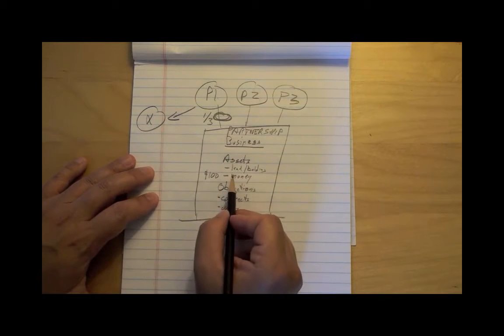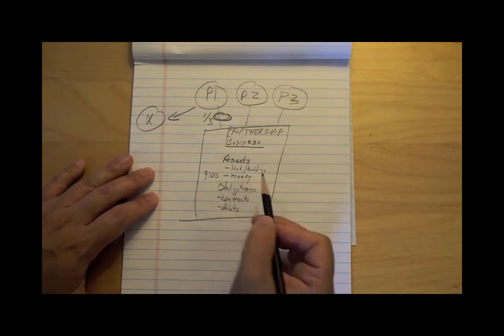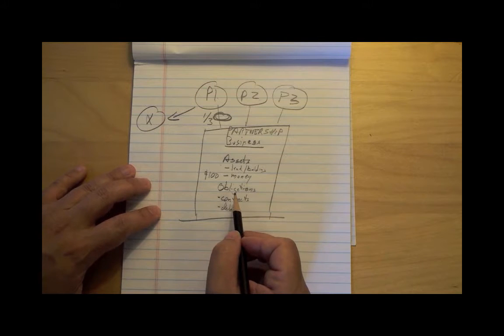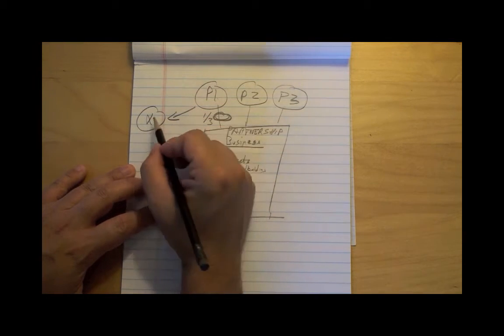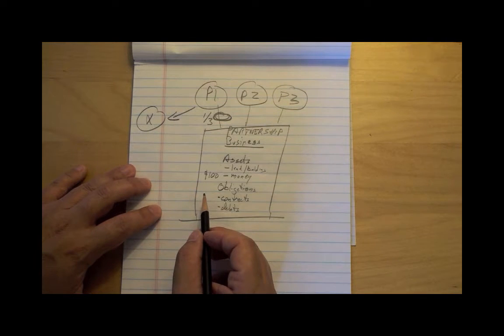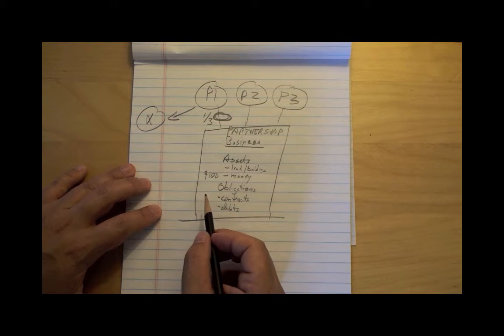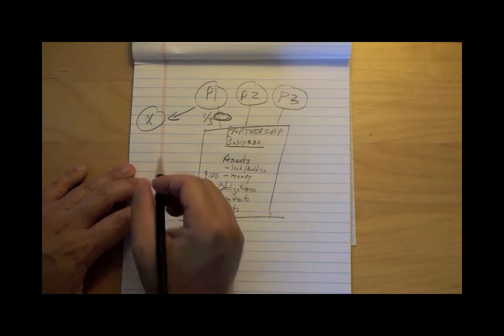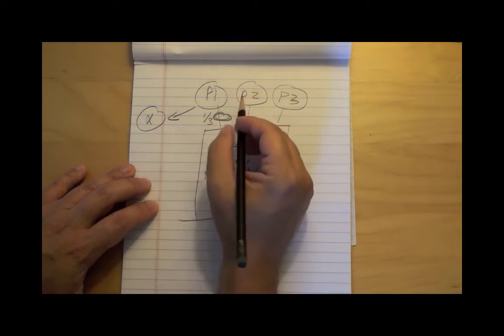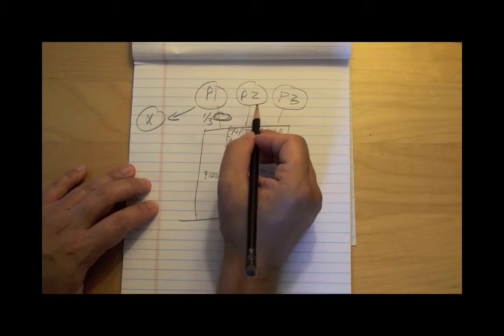I'm not able to sell one-third of the money, one-third of the land, one-third of the building, okay? And that's important to keep in mind. Now, I say, if I were to sell, can I sell, right? The answer is, in theory, yes, but in order to do so, absent an agreement to the contrary, right, I would need the consent of all of my other partners.